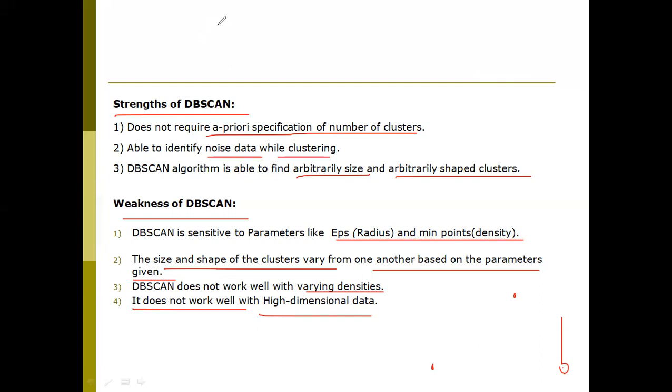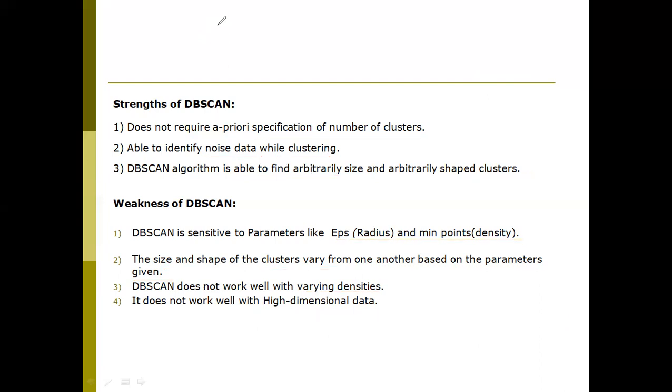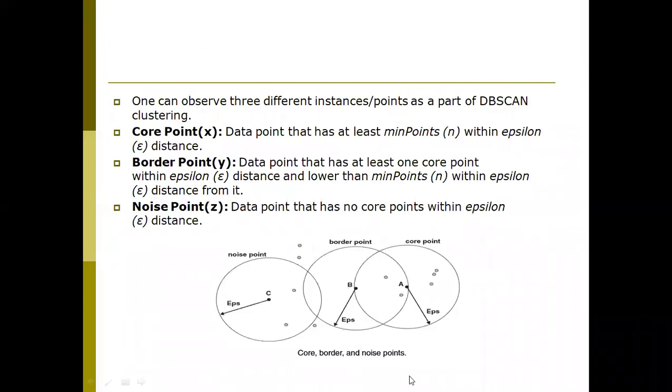By this, we have finished the DBSCAN concept. Within it, we covered identifying the core points, border points, and noise points. After identifying the noise points, we need to remove those noise points. And this is the main concept of DBSCAN here.